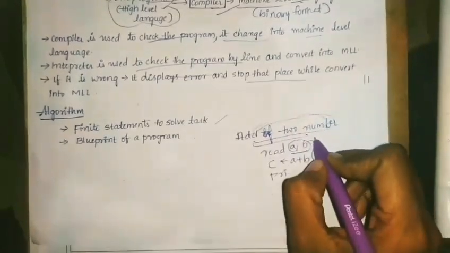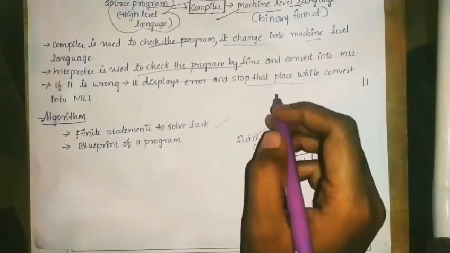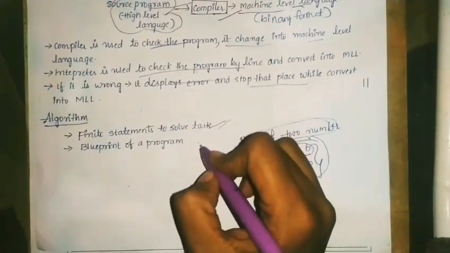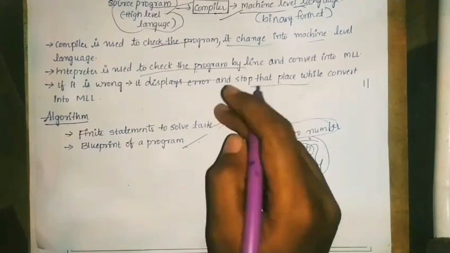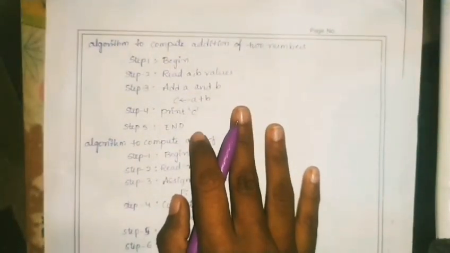To represent these steps in finite form, we use algorithms. A finite set of steps to solve a task. It is also called the blueprint of a program. By using this, we can also write programs using computer languages. Here, let's take simple examples of algorithms.